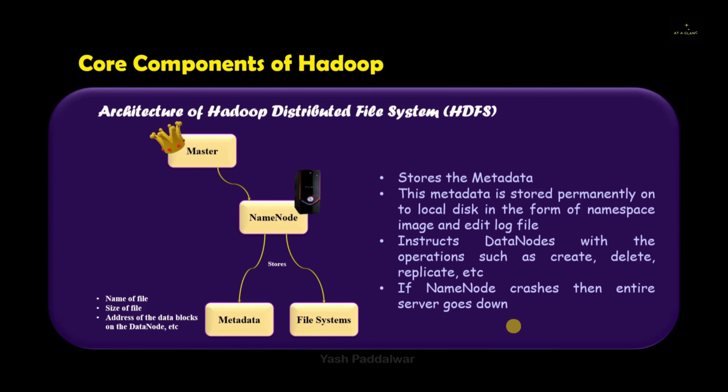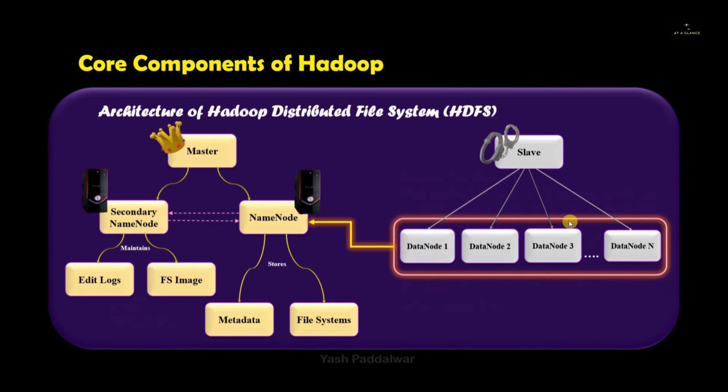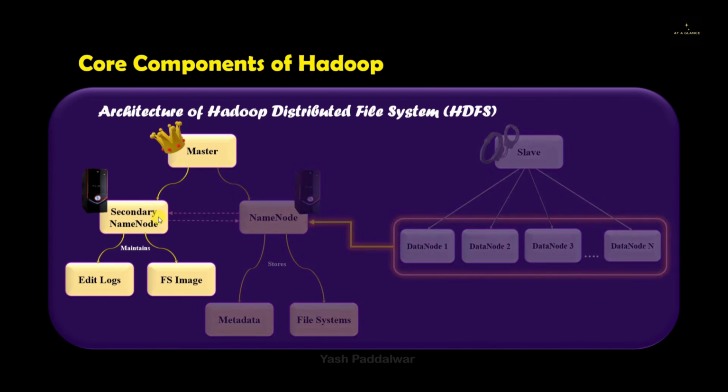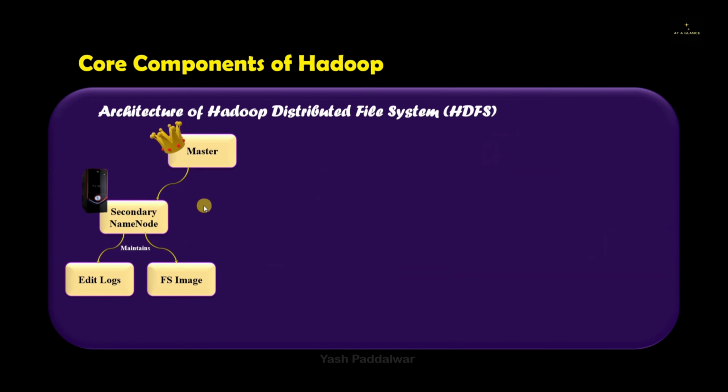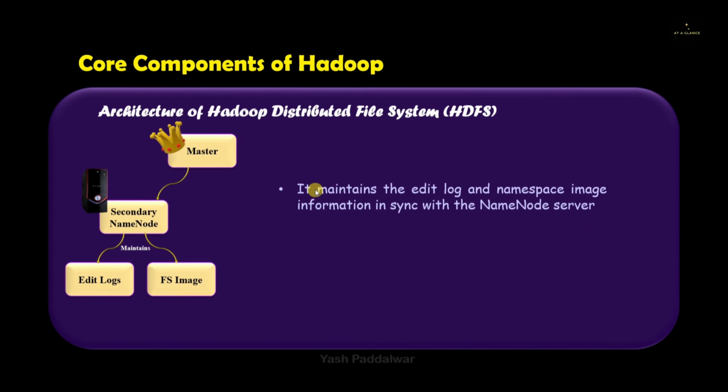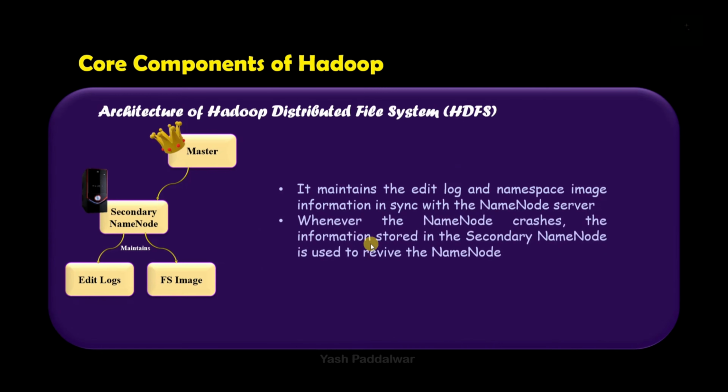So there should be a provision to deal with this particular problem, and there comes the use of the secondary name node, which is the next component of the master architecture. The secondary name node maintains the edit logs and the namespace image information in sync with the name node server. That means whichever name node is associated with that secondary name node, it will store all the information of that particular name node inside it. So whenever the name node crashes, the information stored inside the secondary name node will be used to revive that name node.